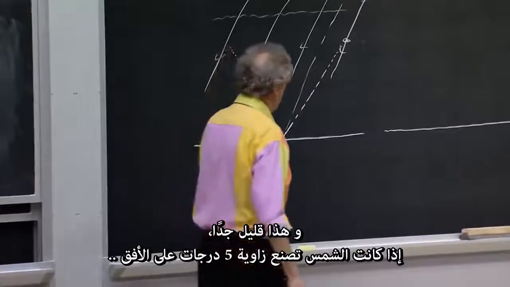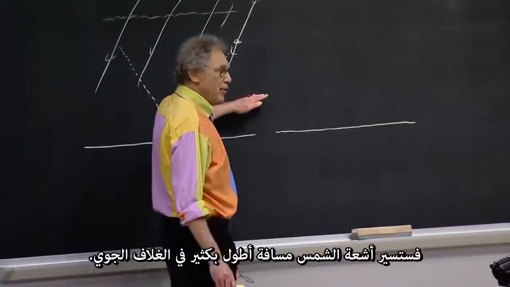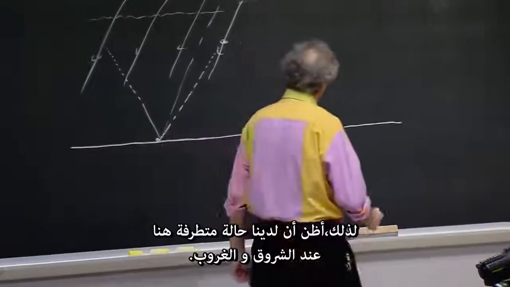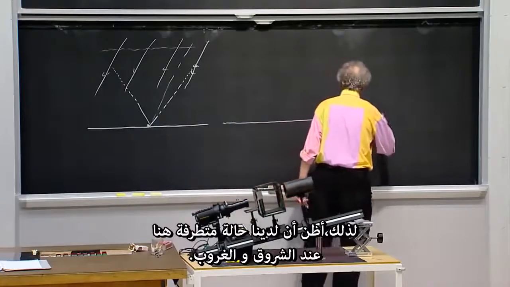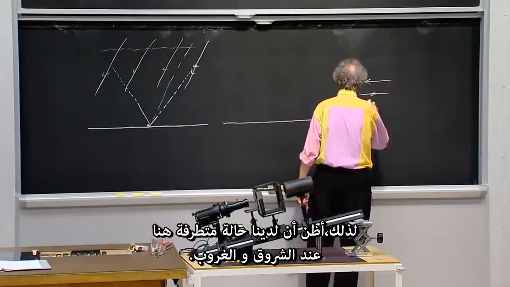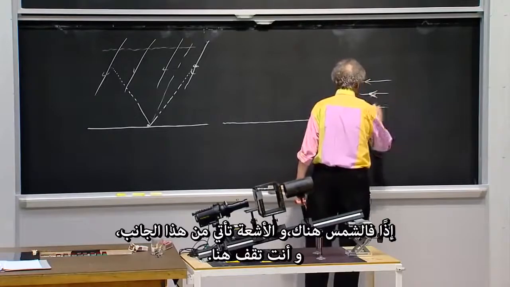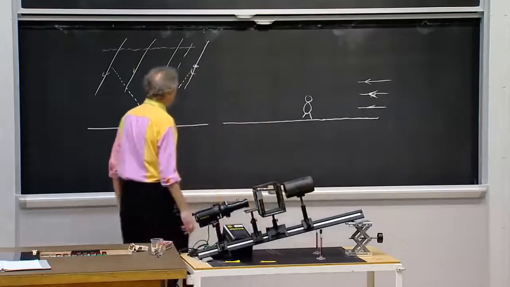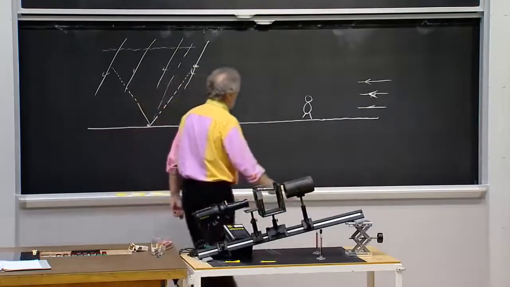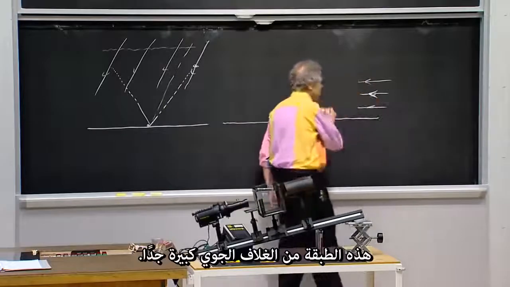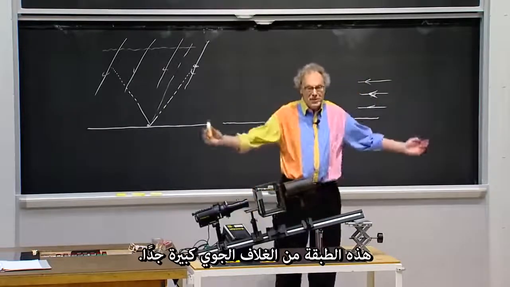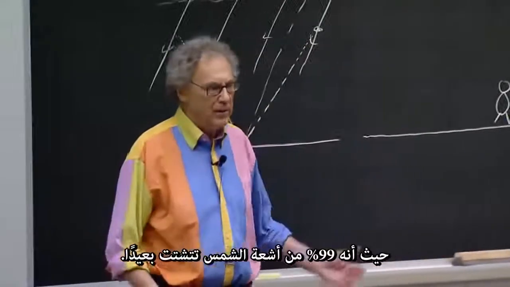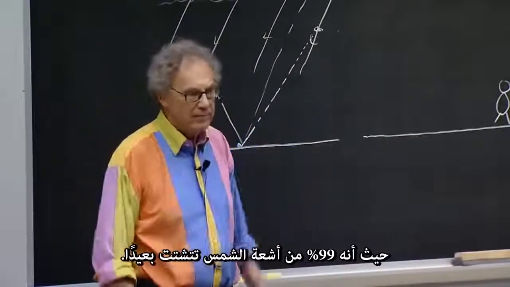If the sun is 5 degrees above the horizon, then the sunlight has to travel through a lot more atmosphere. And so I take here a situation which is extreme when we have sunrise or sunset. So the sun is there and the light comes from this side and you are standing here. This is not to scale. This layer of atmosphere is now so enormously large that more than 99% of all the sunlight on the way to you is scattered away.